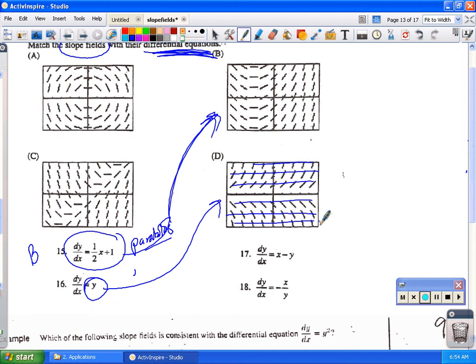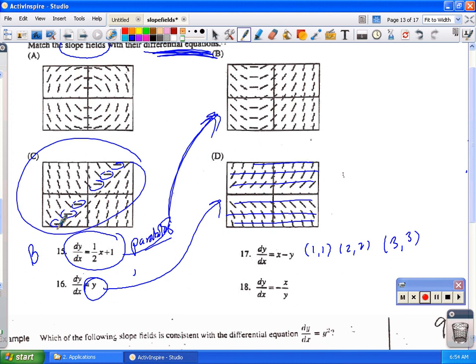Same thing. Now in number 17, you have to think a little bit more because the derivative depends on x and y. One thing I notice is that when x and y are equal, for example, at the point 1, 1, the slope should be 0. 2, 2, the slope should be 0. 3, 3, the slope should be 0. So can I find something that does, yeah, right here. Letter C. The slope at 1, 1 is 0. 2, 2, 3, 3, and so on. So I have C, and by process of elimination, 18 has to be A.